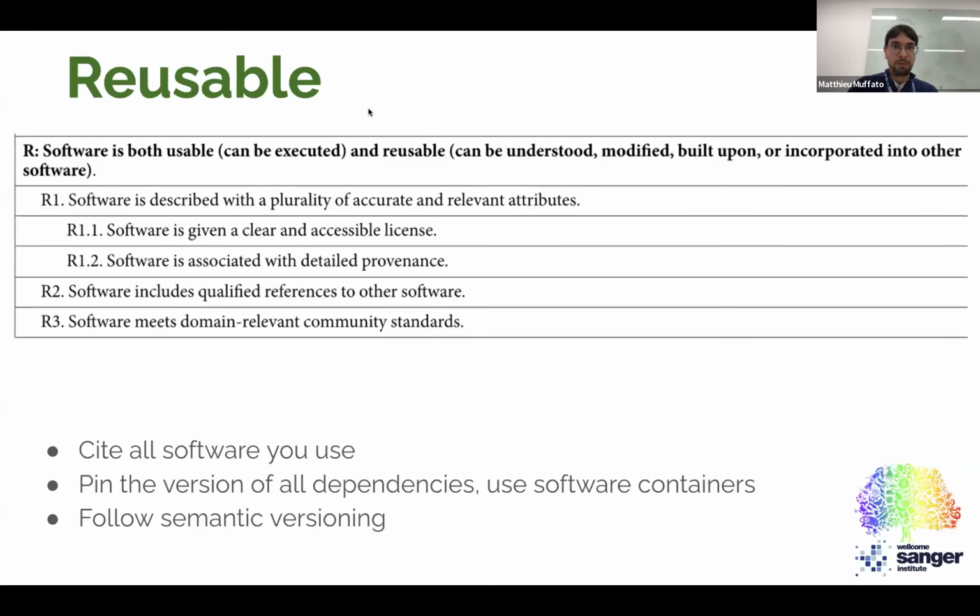And finally, reusable. Our take is to cite all software that is used in the pipeline, and pin their versions and dependencies. Software containers are a great way of doing that. It ensures that even if the source software goes down, you still have one compiled version available that you can use to run the pipeline. Semantic versioning is also extremely useful because it tells your users how your pipeline changes and whether it's still compatible or not.